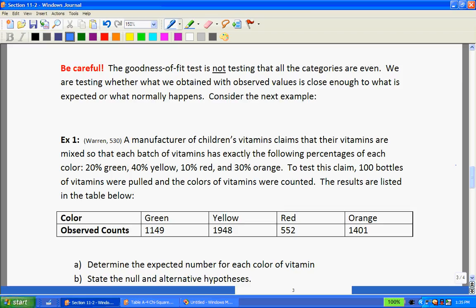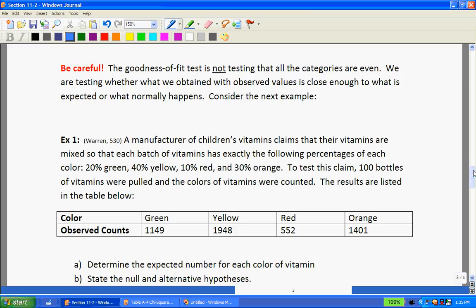A manufacturer of children's vitamins claims that their vitamins are mixed so that each batch of vitamins has exactly the following percentages of color: 20% green, 40% yellow, 10% red, and 30% orange. Notice there we're not concerned about the categories being even, but we have some specific percentages that are supposed to occur. To test this claim, 100 bottles of vitamins were pulled and the color of vitamins were counted. The results are listed in the table below.